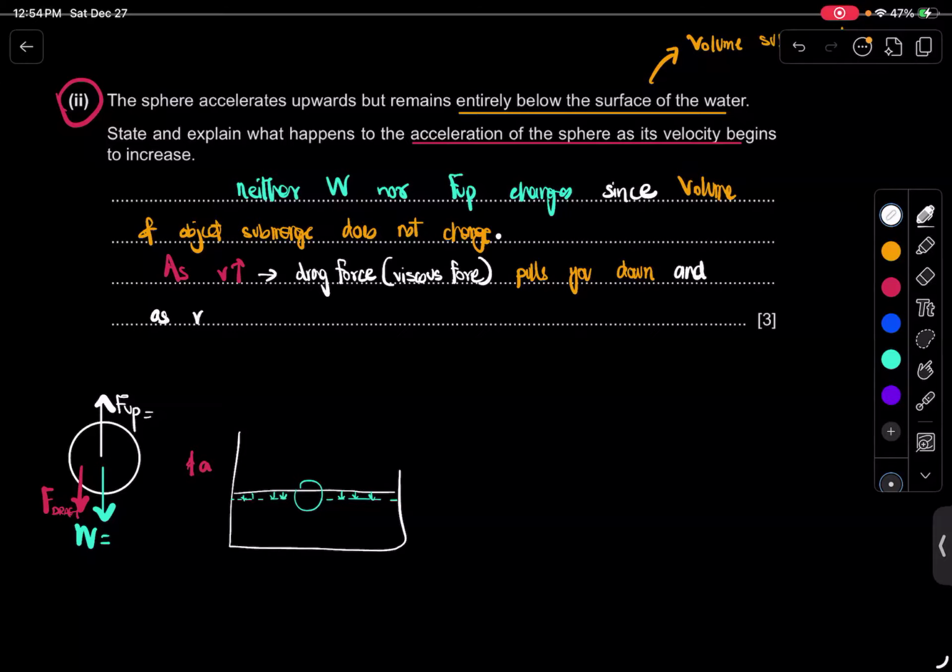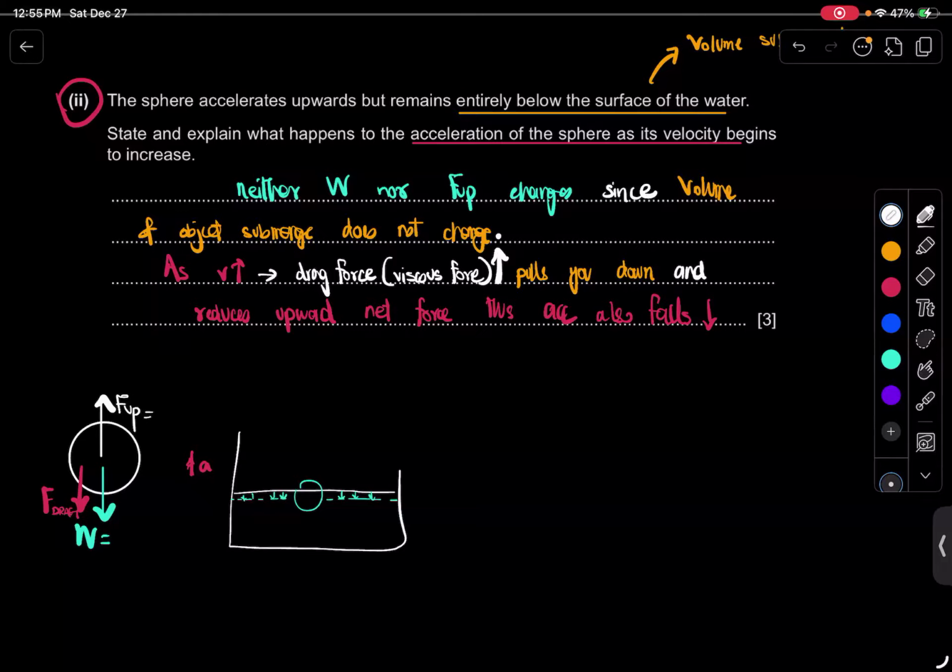And as velocity increases, drag force increases, pulls you down, and reduces the upward net force. Thus, acceleration also falls. Okay, so that's how you solve this.